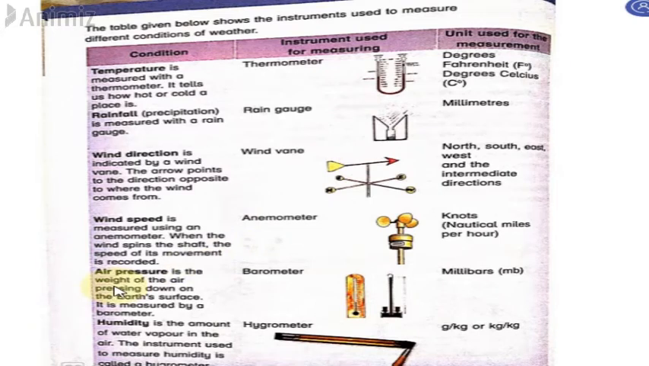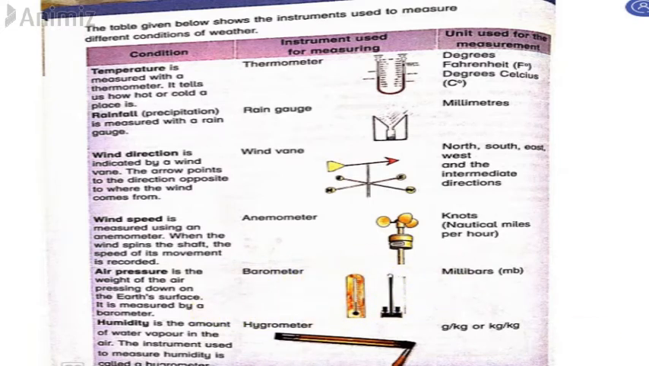Now the next one is air pressure. Air pressure is the weight of the air pressing down on the earth's surface. It is measured by a barometer. This is a picture of a barometer, and the unit is millibars. Pressure is something that is exerted when you apply force on something. So when air exerts pressure on the surface of the earth, it is measured by a barometer. The units that we use are called millibars, and the instrument that we use is called a barometer.